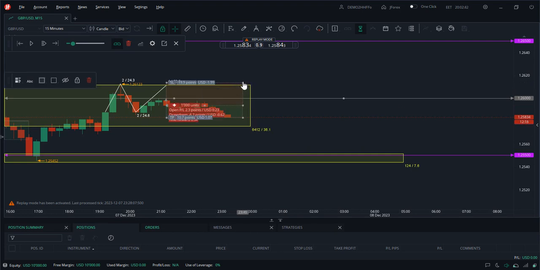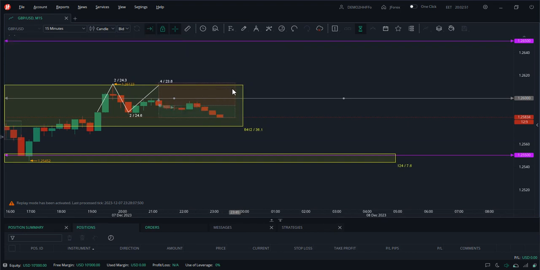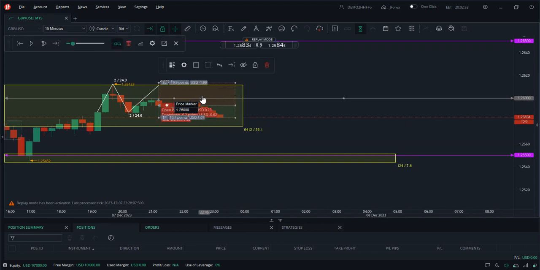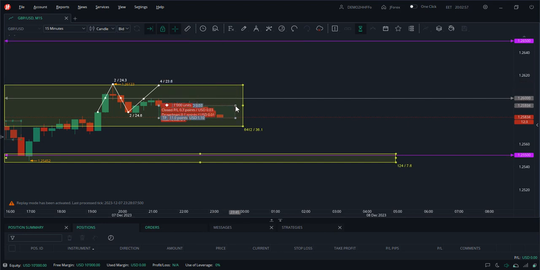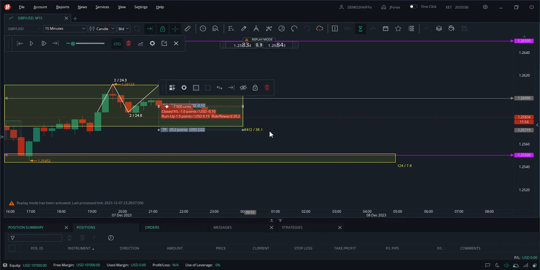Let's move stop loss to break even. Alright, this is it. Then we can extend this. Let's leave it at 20 pips, because now you are risking nothing to get 20 pips.